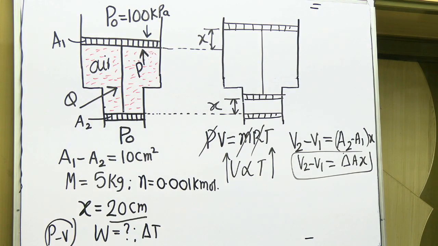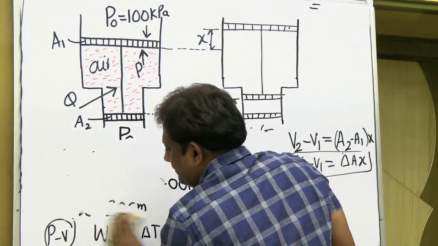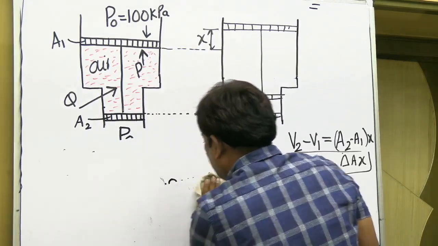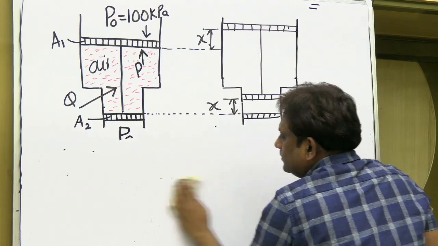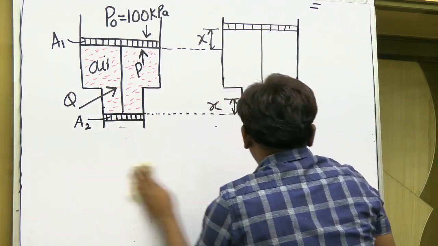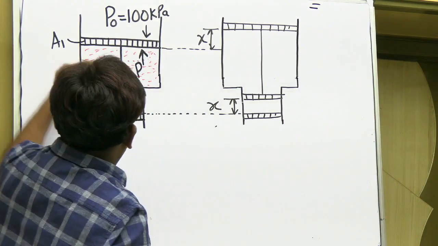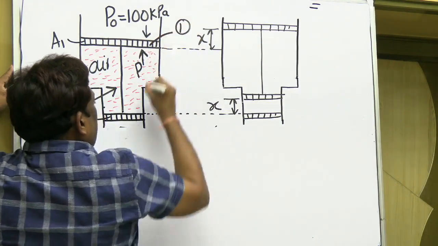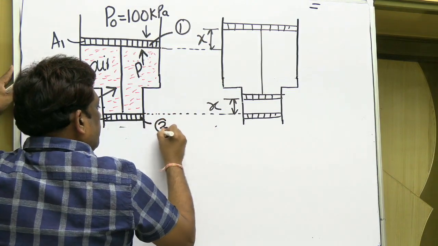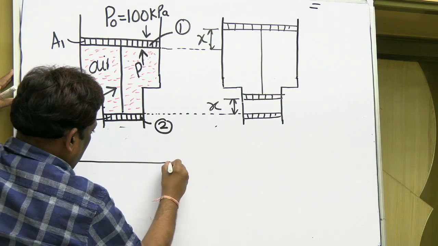Right. Let's try to understand things very, very clearly. This is a very good question. Now, let's try to draw the free body diagram for the top one. Let us take the top piston as 1, the bottom one as 2. Let me try to draw the free body diagram for the top one.